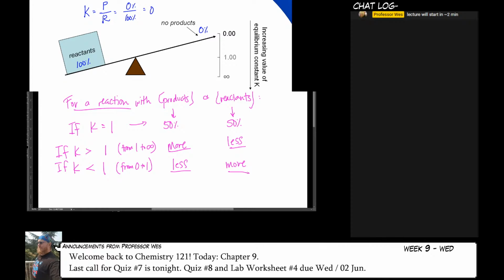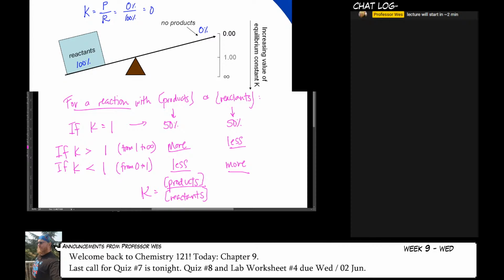And that's what you need to know about K. K is just the ratio of products divided by reactants. So what might happen is that you might be given a reaction with a value of K, and from that, you would be expected to say, oh, there are mostly reactants, or oh, there are mostly products.